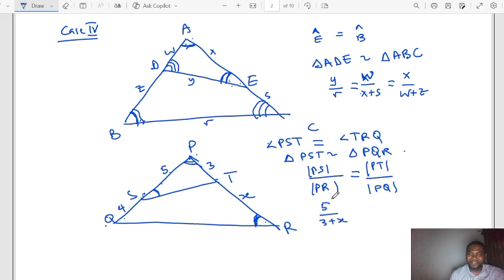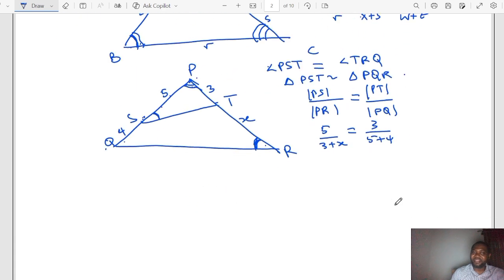So kindly just note this. Then equal to, here now is going to be 3 all over what is similar, which is 5 plus 4. This is how to go about this.